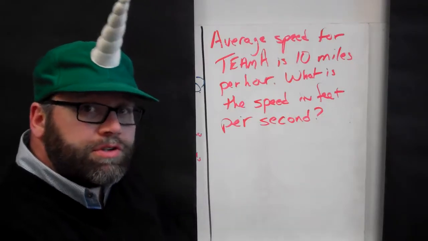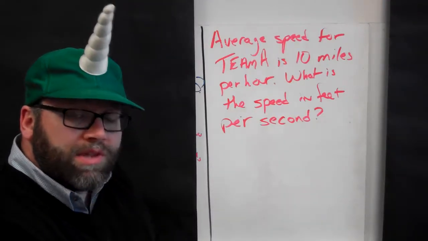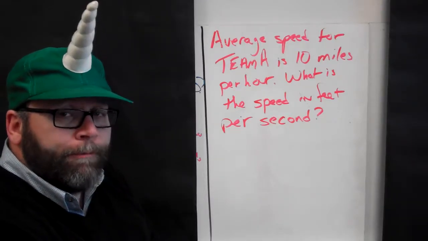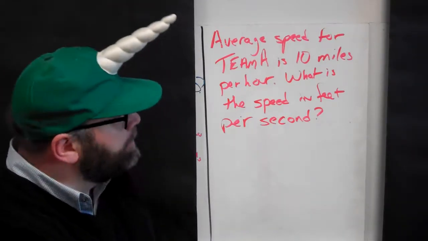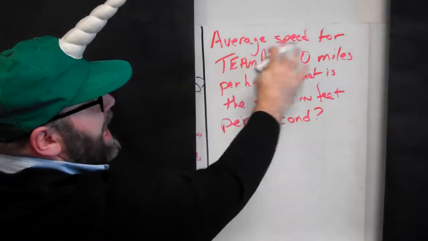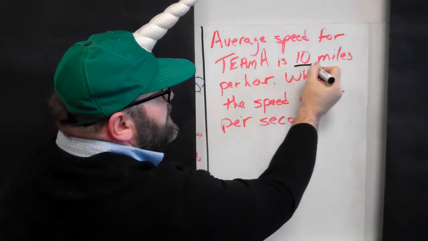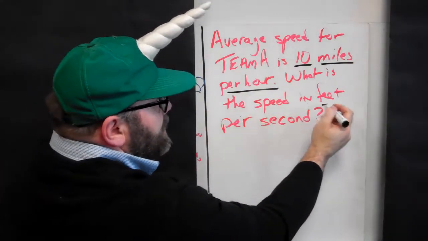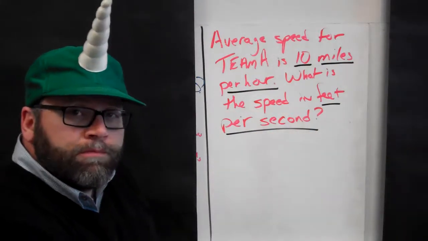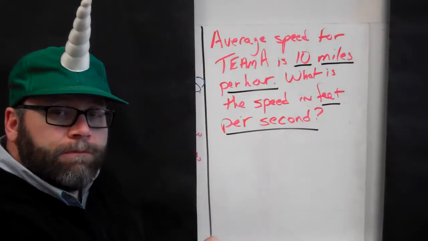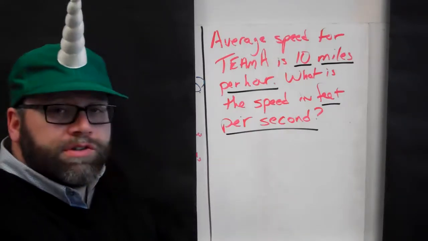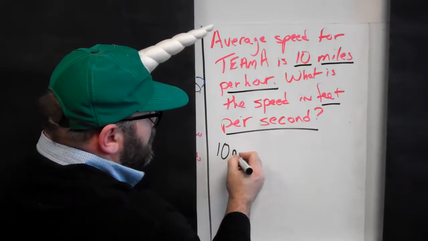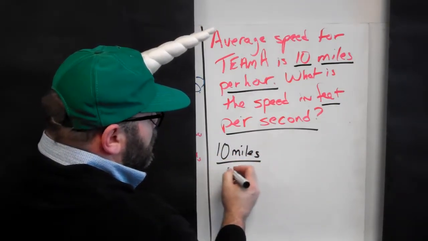Now here's a two-stepper. These are a little more complicated, so make sure when you're doing problems like this that you are writing them clearly so you can see where you're at on the paper. You'll get lost in the units if you don't do that. Here the average speed for Team A is 10 miles per hour. What is the speed in feet per second? So we're going to have to convert miles to feet, hours to seconds. So we'll just start with 10 miles per hour.